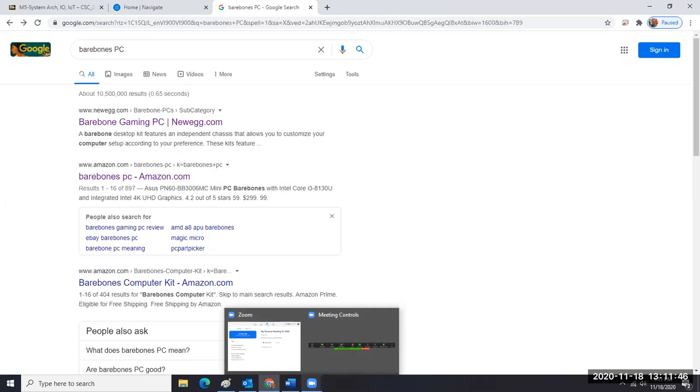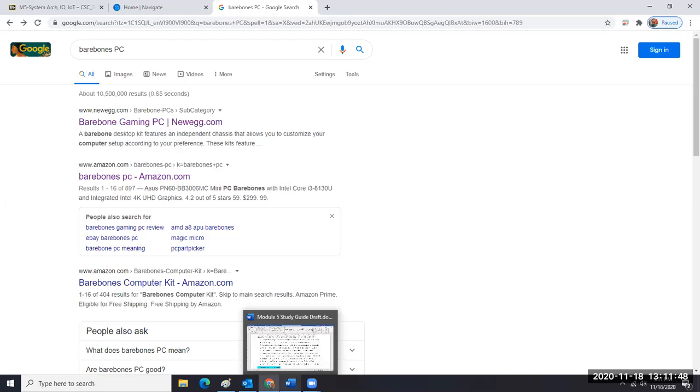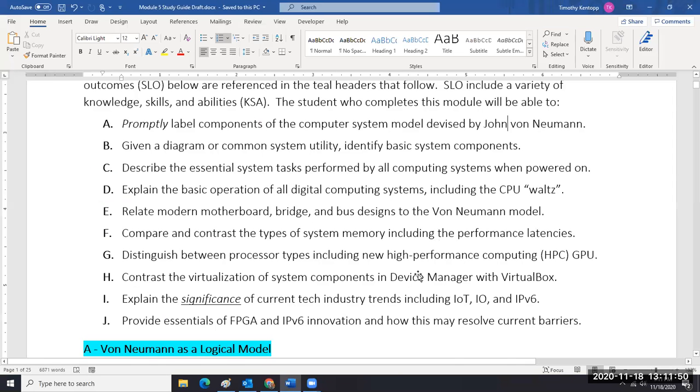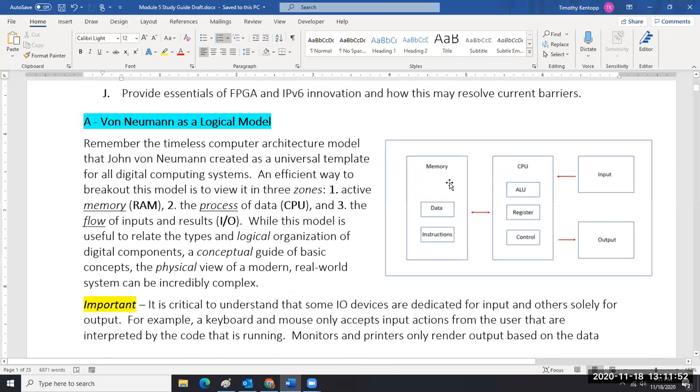So once again, you want to be able to label from memory. So label A should have been memory, label B should have been CPU, label C should have been input, and so on and so on and so on. You need to be able to type in the same information that you see on this diagram in the empty one, using the template that I showed you.